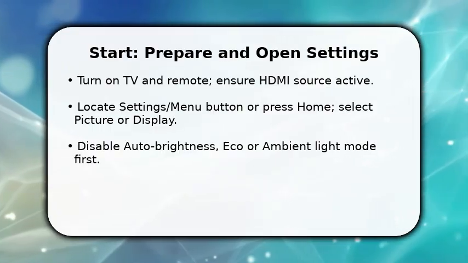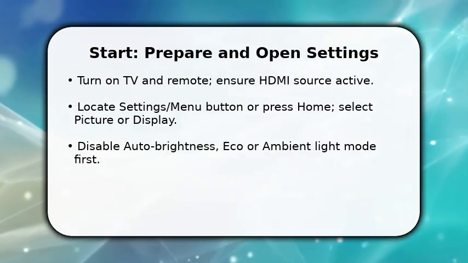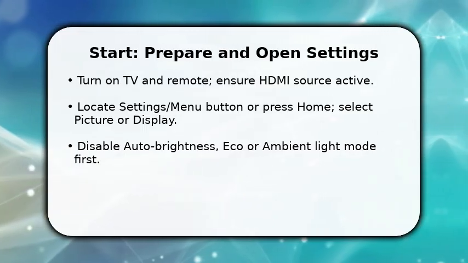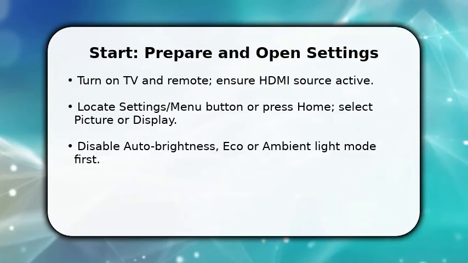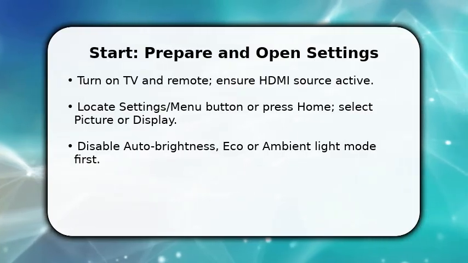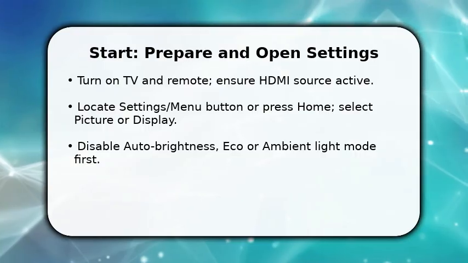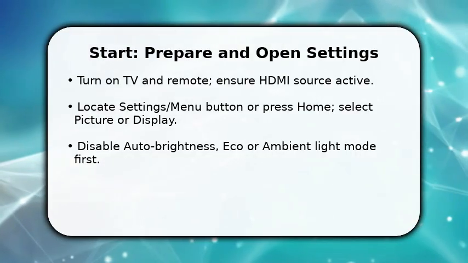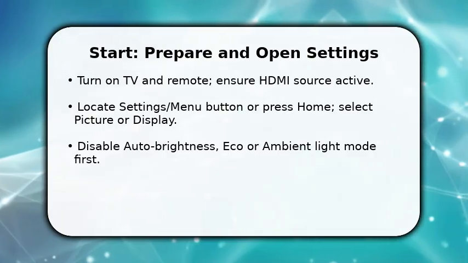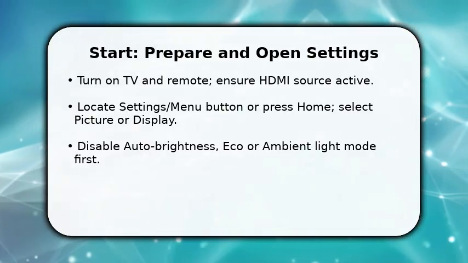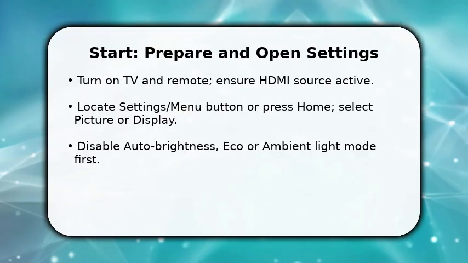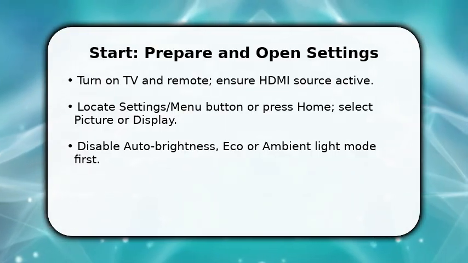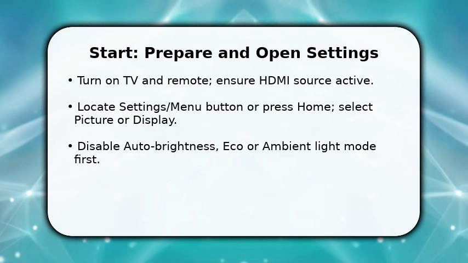Power the TV and the input you'll use. Once done, press Menu or Home on the remote and go straight to Picture or Display settings. Make sure to disable auto brightness, eco, or ambient light sensors so manual changes stick. You're doing this because automatic modes override your adjustments. Turning them off lets you control brightness, backlight, and contrast directly. Keep the remote handy and note the current picture mode, standard, movie, or vivid, so you can revert if needed.